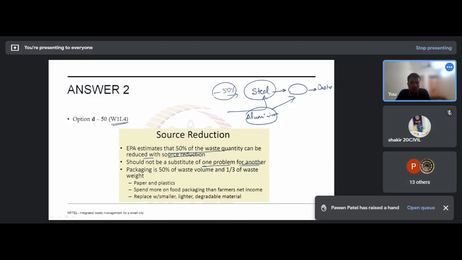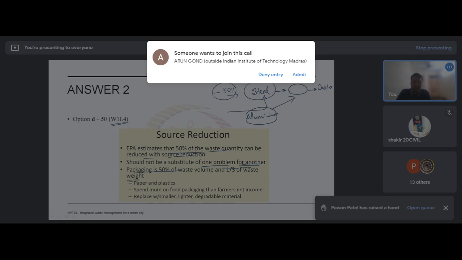We should try to properly reduce waste rather than substituting it. Also, packaging is 50% of the waste volume and around one third of the weight. So we can reduce packaging, and that will also help.